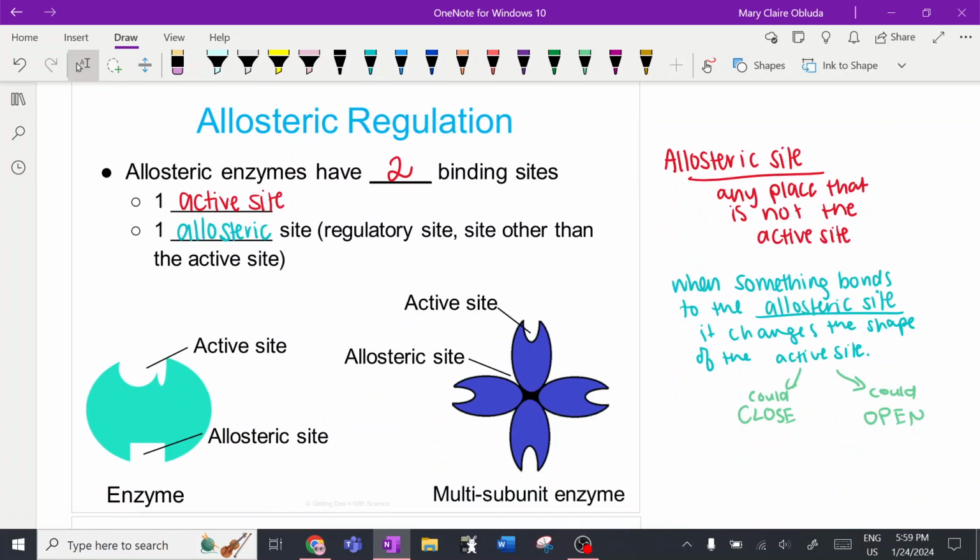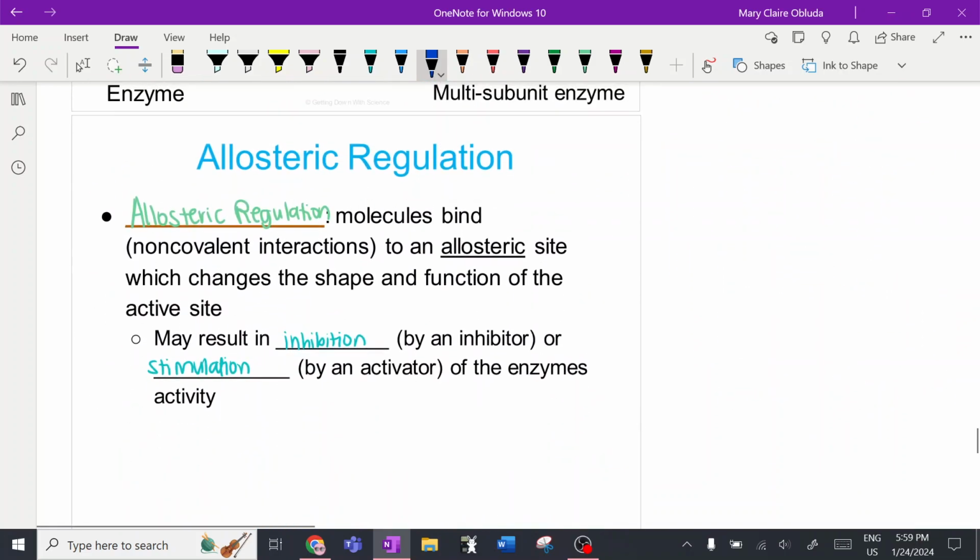Allosteric enzymes have two binding sites, one active site and one allosteric site. So an allosteric site is any place that's not the active site. When something bonds to the allosteric site, it changes the shape of the active site. It could close it or it could open it. So allosteric regulation: molecules bind to an allosteric site, which changes the shape and function of the active site, which we've been talking about. It may result in inhibition or stimulation.